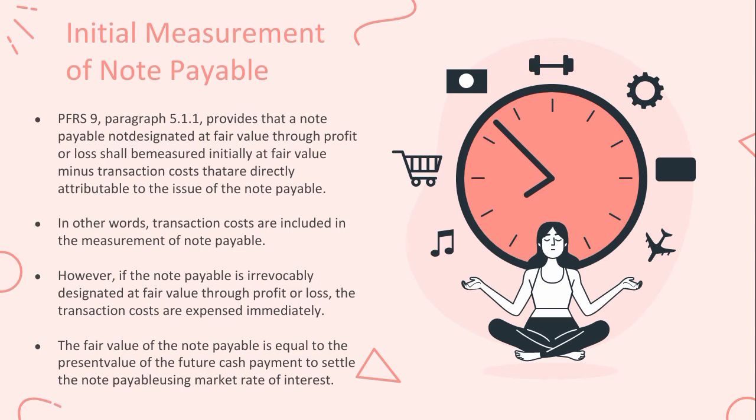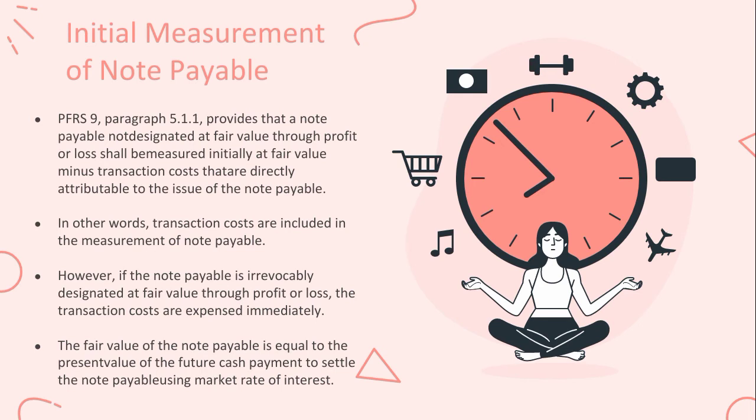Because if we use fair value through profit or loss, the transaction cost is an expense outright. It is a separate account title that will be recorded. It is already an expense if fair value through profit or loss is used. But if it is fair value minus transaction cost, then the transaction cost will be used in measuring the note payable.